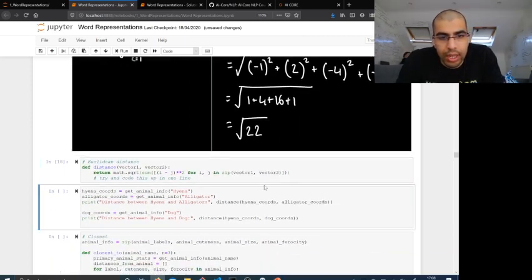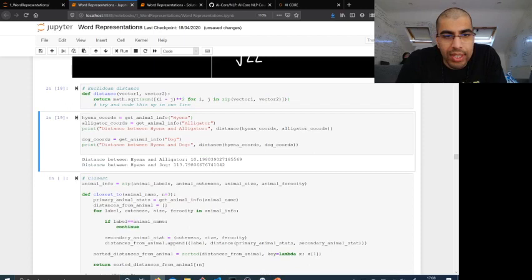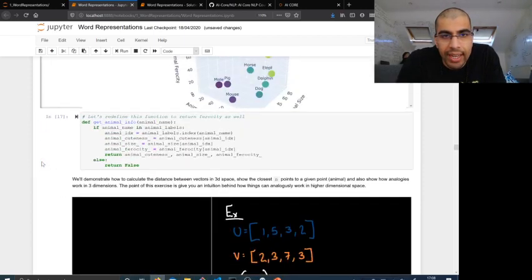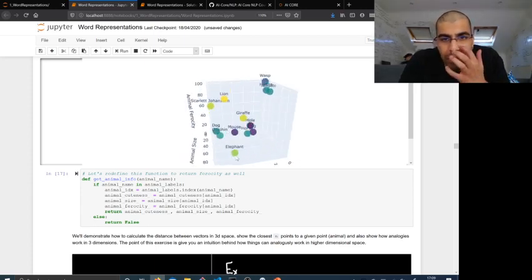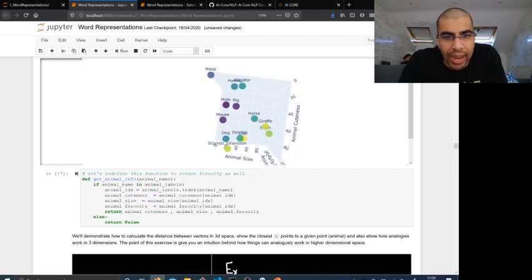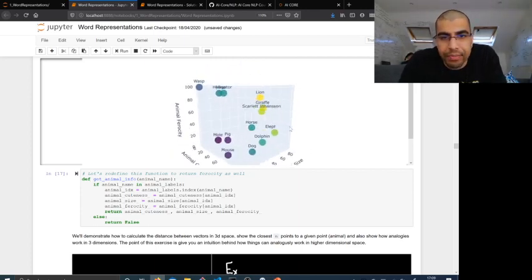So let's plot the distance between a hyena and an alligator, and a hyena and a dog. We can see that the distance between a hyena and an alligator is relatively unchanged from what it was in the 2D example, because their ferocity is the same, and they're right next to each other. But the distance between a hyena and the dog is obviously a lot larger. Whatever angle you look at it from, the dog is constantly far away from the hyena.